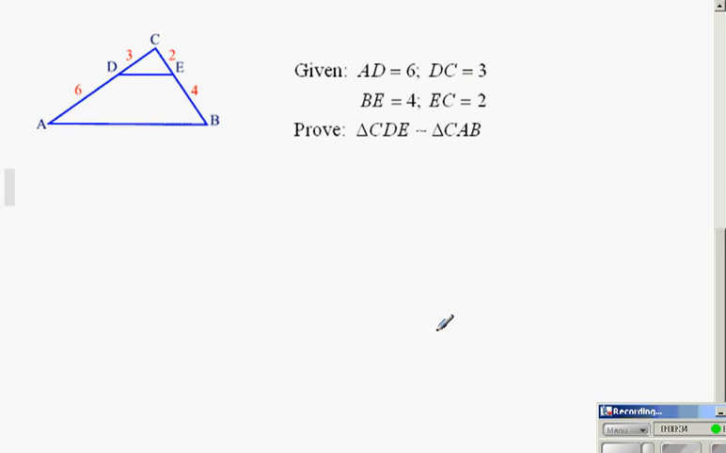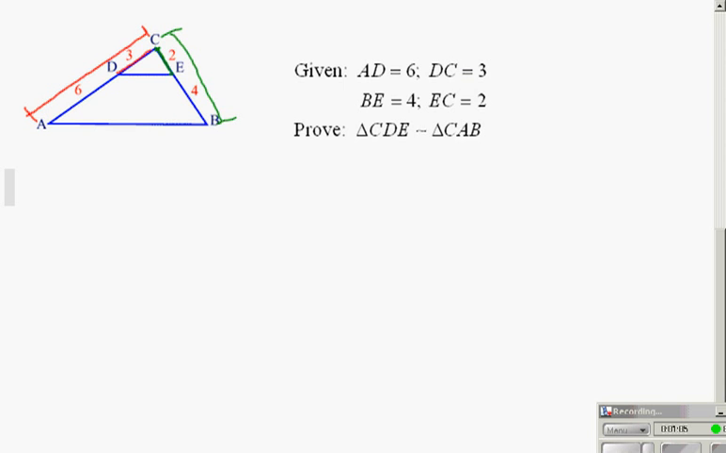The problem is that this segment right here that we're given doesn't correspond to part of our little triangle. So we are going to need to do some algebra work because ultimately we need to say that CA corresponds to CD and that CB corresponds to CE. I'm given side length, that makes sense.